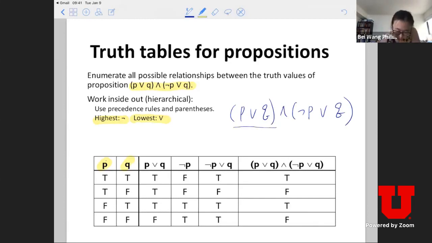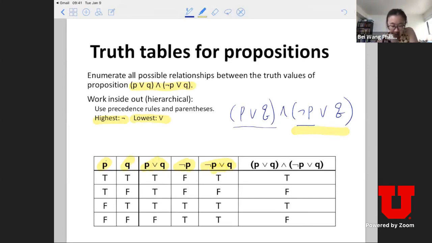So therefore, I need to decide what is the truth value of this. There's another piece here that is negation of P. So we put negation of P here. And of course, the next level is negation of P or Q, which is what we get here. And finally, the last column is the entire proposition.